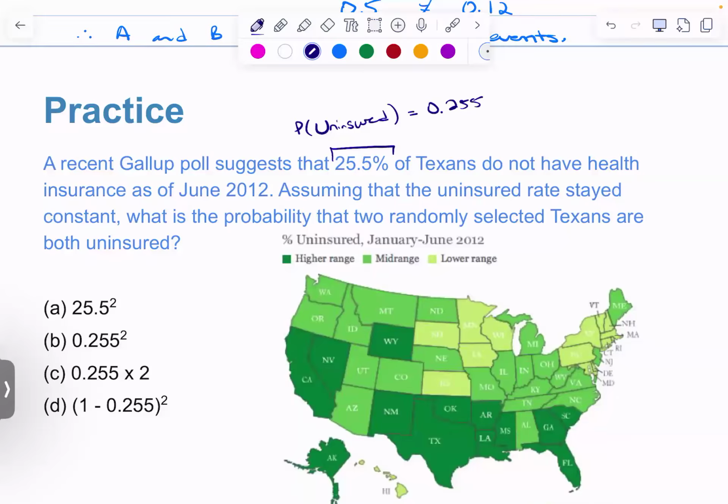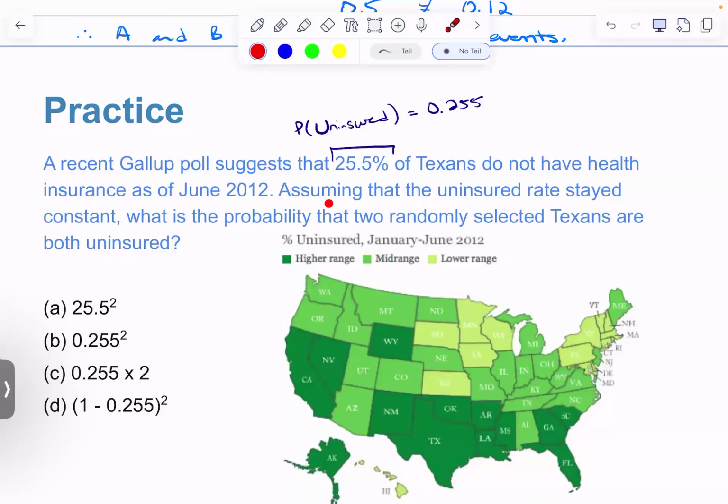From that, because there are only two options, we could also find the probability of someone being insured. The complement, 1 minus 0.255, which your brain does already. You don't need the formula really, although it's nice to have. So we have the probability of being uninsured.